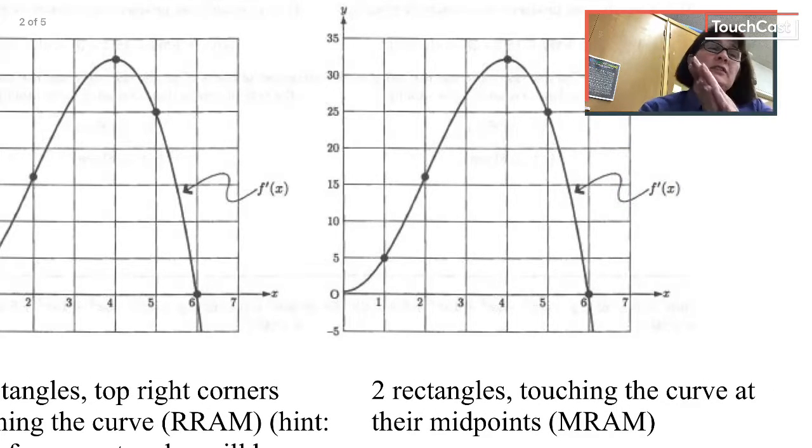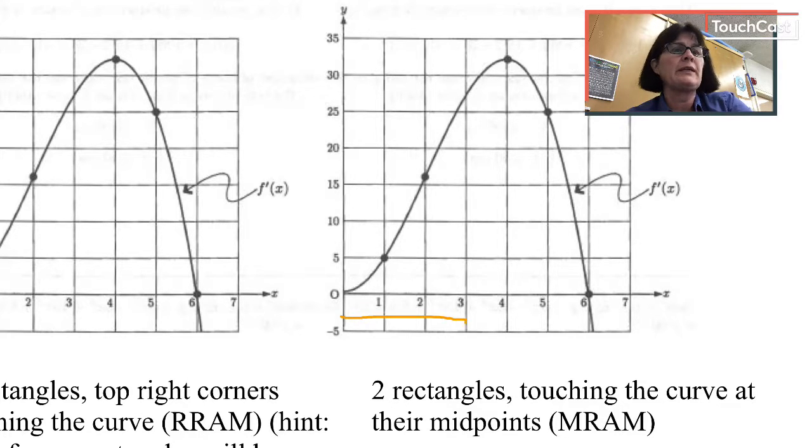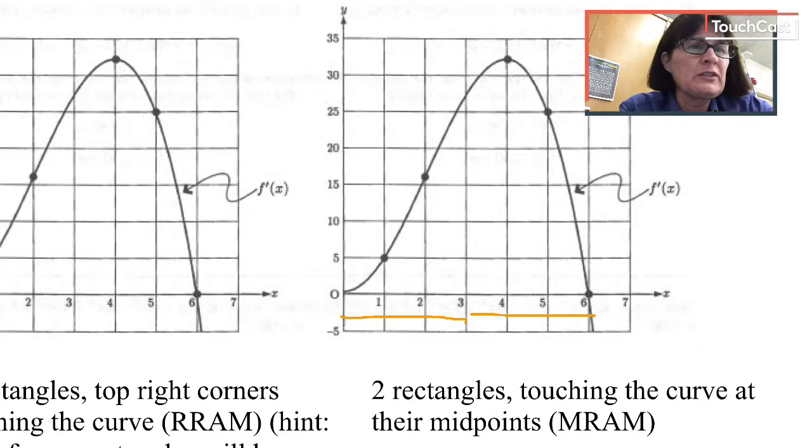All right, so I need to go from 0 to 6 using 2 rectangles. So one rectangle is going to go from 0 to 3, and the other rectangle is going to go from 3 to 6. And I want to choose as my height of the rectangle the output value that is halfway along that interval. So my first rectangle covers from 0 to 3. The midpoint of 0 to 3 is 1.5. I'm going to go to the place where x is 1.5. I'm going to draw up here.